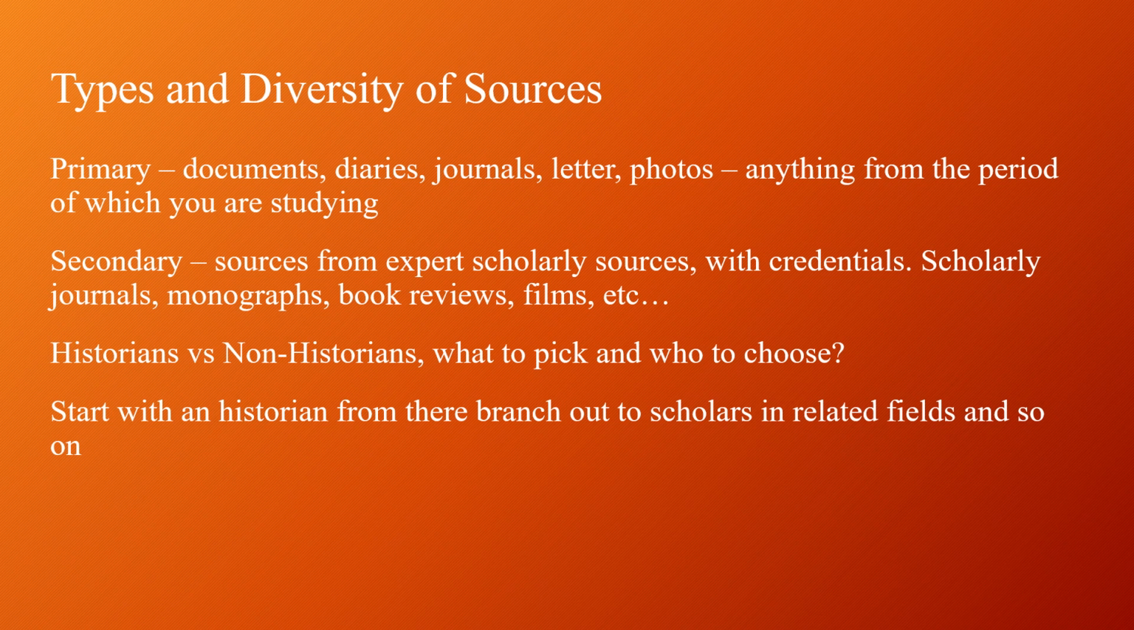So first up is the types and diversity of sources. Primary sources are going to be a big one for historians with their research and how they're going to interpret events and topics. These are going to be documents, diaries, journals, letters, photos, anything from the period or the time of the event that you're studying. So things that happened at the same time that your event was going on, or at least within a few years.